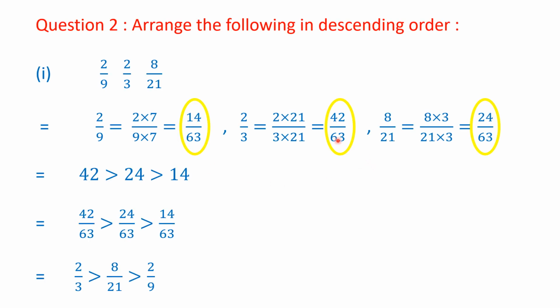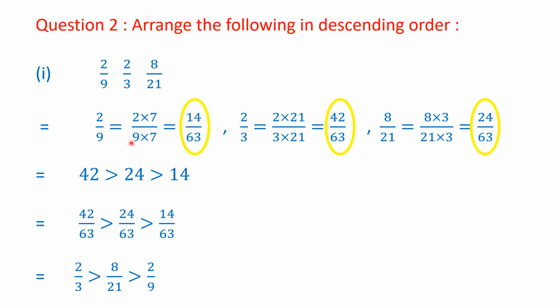Now you can see that the three fractions have been converted. 2 by 9 has been converted to 14 by 63. 2 by 3 has been converted to 42 by 63. And 8 by 21 has been converted to 24 by 63. Now once it has been converted and all the denominators are the same, you can start comparing, right? So now we can compare.